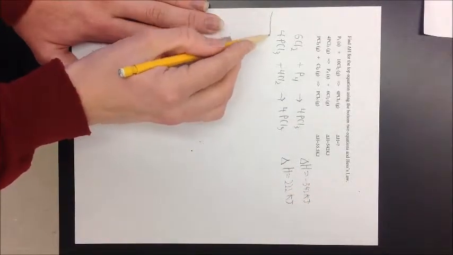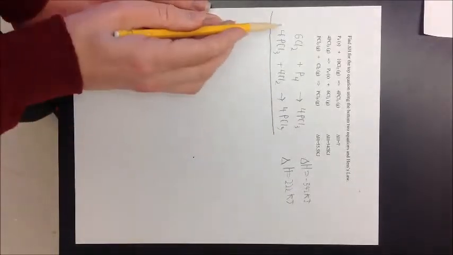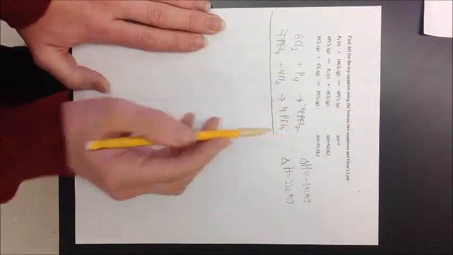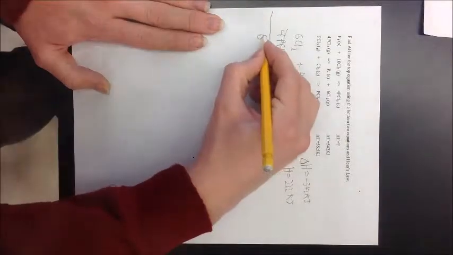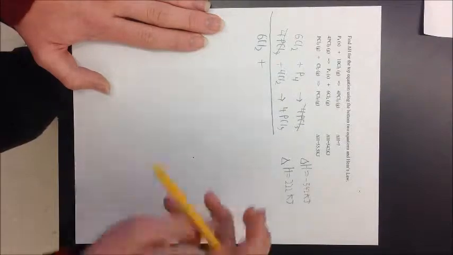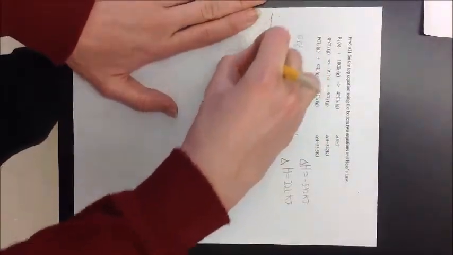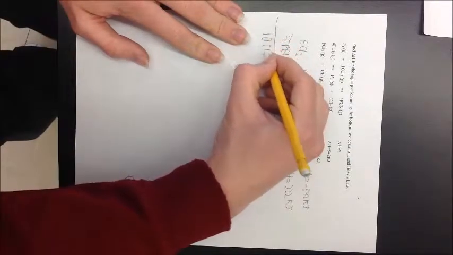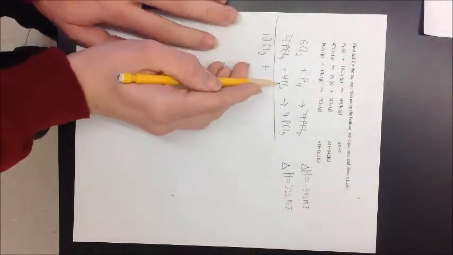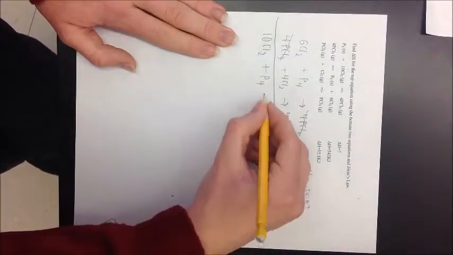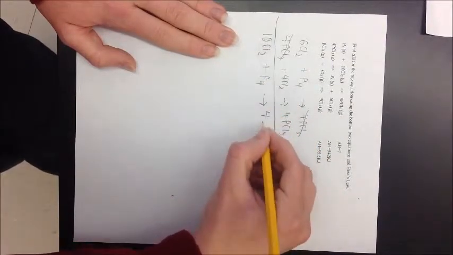And now we just add them together, and because we have 4PCl3 on both sides, we can cancel that out, and now we just have 6Cl2 plus, we have 10Cl2, because we have to remember to add up from the third equation here, and then we have P4, and we get 4PCl5.